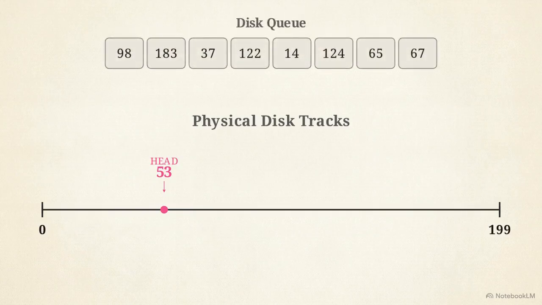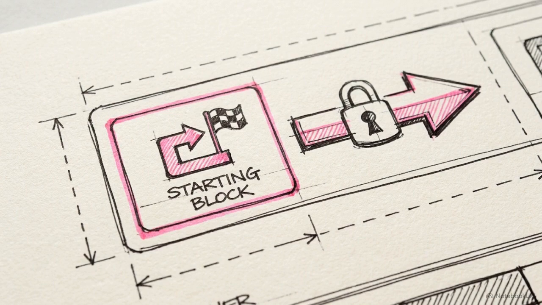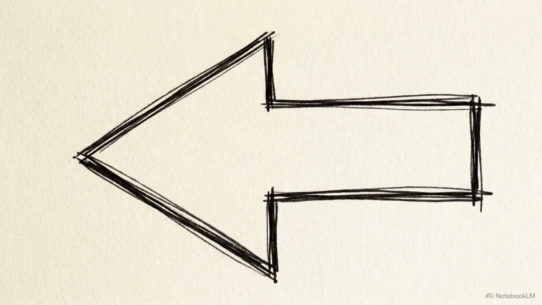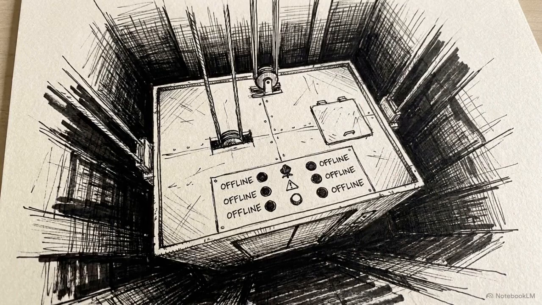There are 8 pending data requests currently distributed randomly across the timeline: 98, 183, 37, 122, 14, 124, 65, and 67. Before any calculation can begin, the scan algorithm requires one mandatory prerequisite. The system must establish a fixed initial direction of movement. For this specific derivation, we will operate under the assumption that the initial direction of the head is moving toward 0, or to the left.